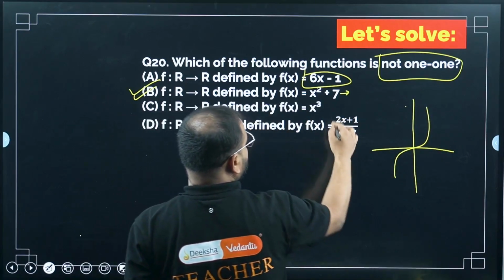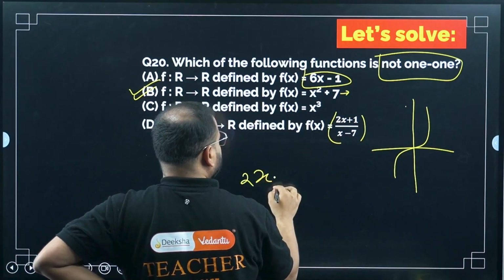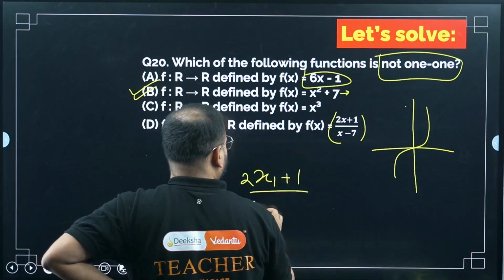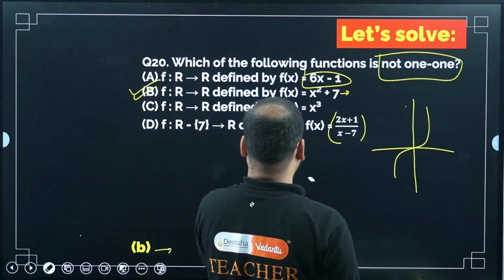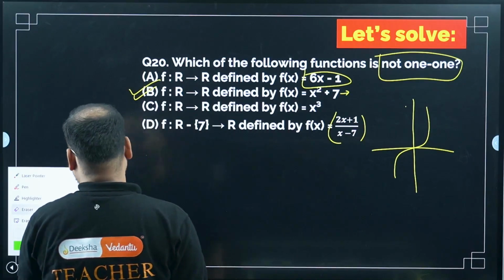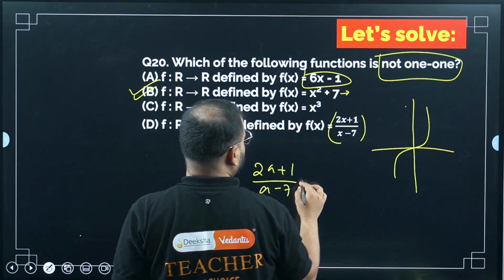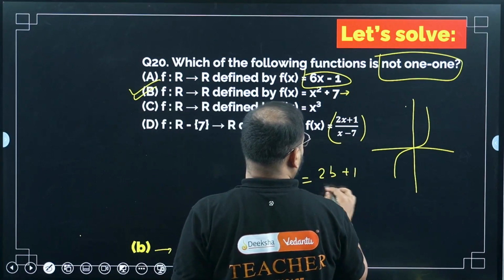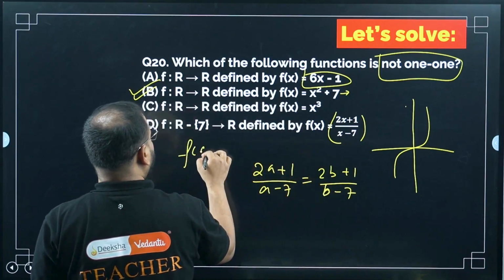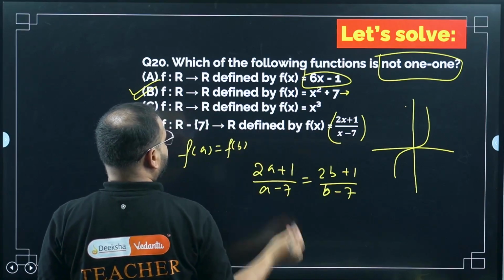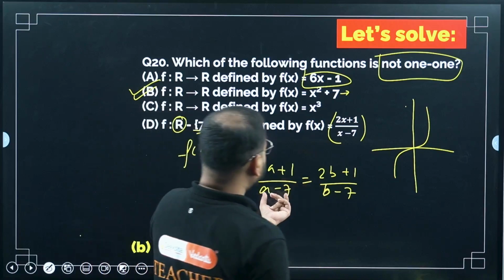What about this? Without drawing the graph, we can solve this question. Take some values for x1 and x2. Let me take these as a and b only, makes our work easier. So 2a plus 1 upon a minus 7 equals 2b plus 1 upon b minus 7. What I'm doing is taking f of a equal to f of b. I can take all real numbers except 7, and I've taken numbers not equal to 7, obviously.